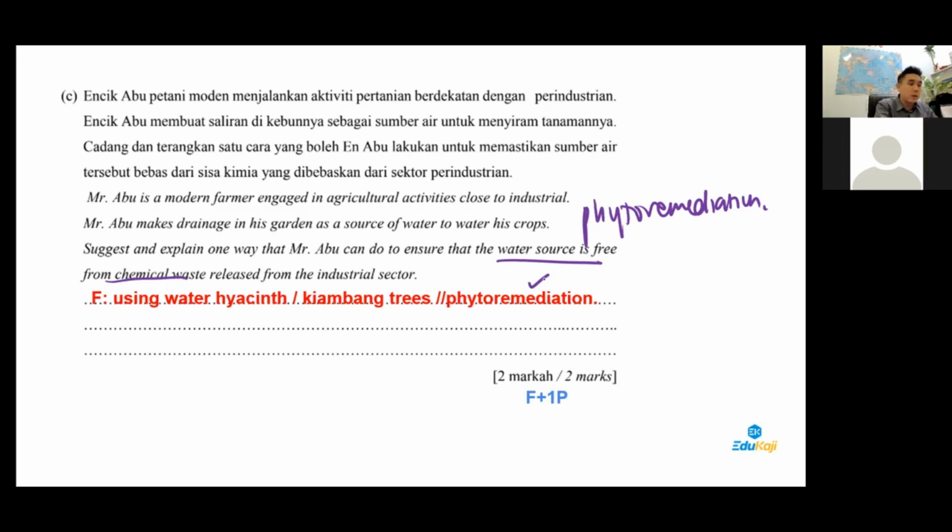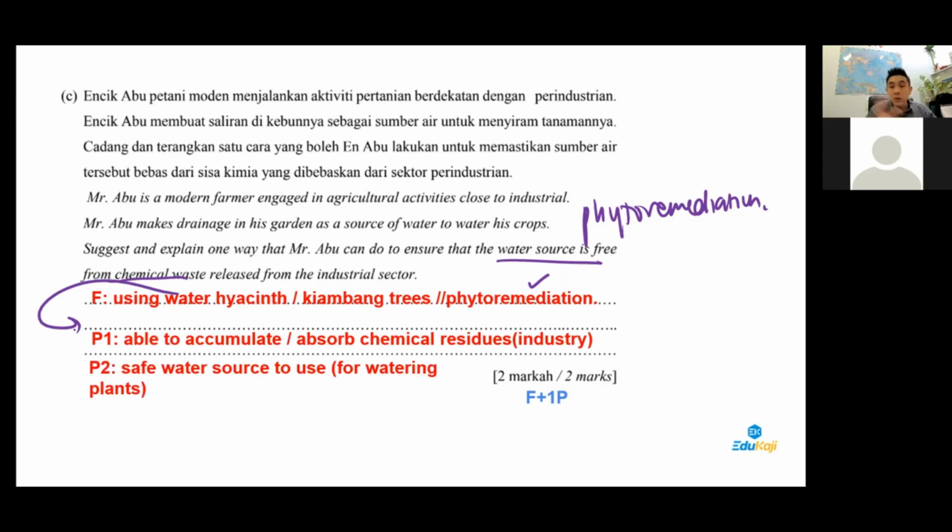Now here they award 1 mark for either one, but if it's me, I would take out water hyacinth as another point. Water hyacinth will accumulate these chemical substances, and this will produce a safe water source. Okay, safe water source. All right.